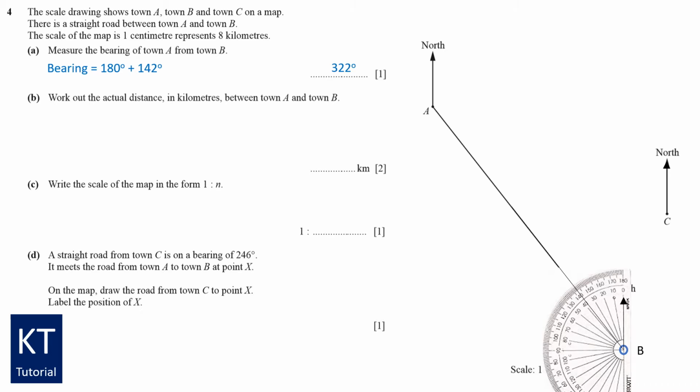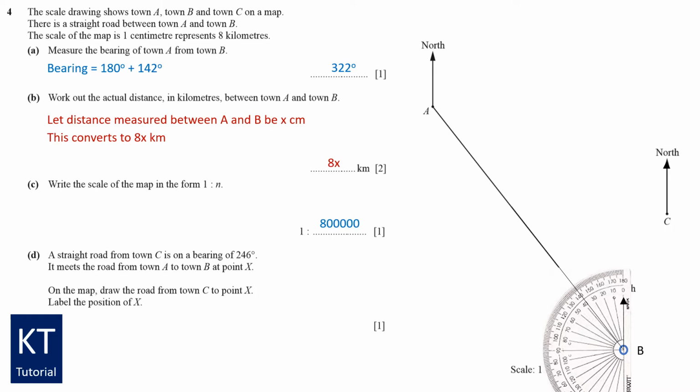Next, work out the actual distance in kilometers between town A and town B. As this is in digital form, the method to obtain the required answer is to multiply the measurement in centimeters by 8. Next, write the scale of the map in the form of 1 to n. The ratio is 1 to 800,000.